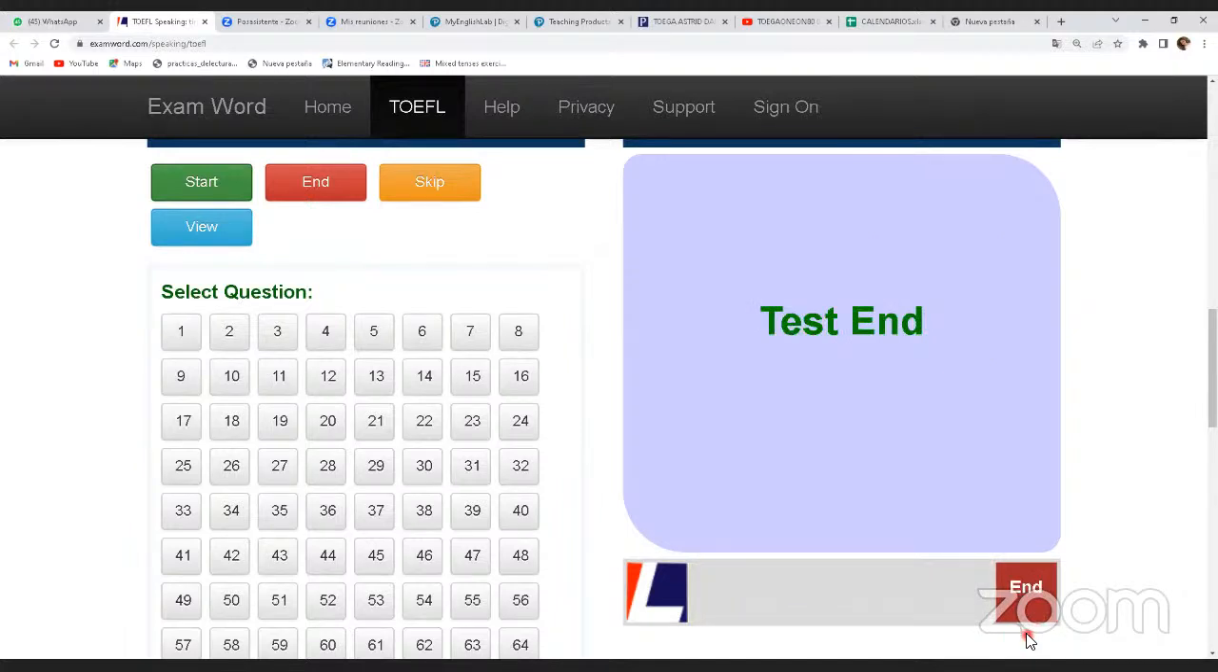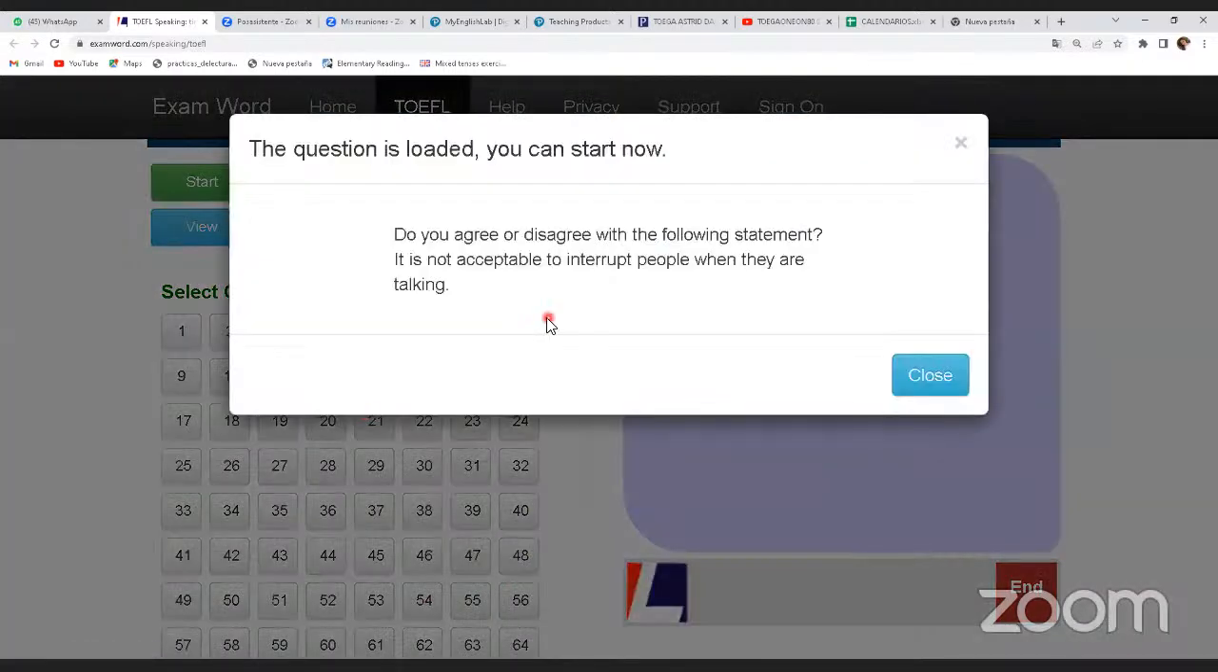Okay, so the question, right? You have to be clear, okay? That's the first point. When I say to be clear, it means that the words you are going to use, your whole paragraph, needs to be well structured, okay? How are you gonna develop this, right? When they are gonna show us a question, we're gonna choose this one. Do you agree or disagree with the following statement? It is not acceptable to interrupt people when they are talking.